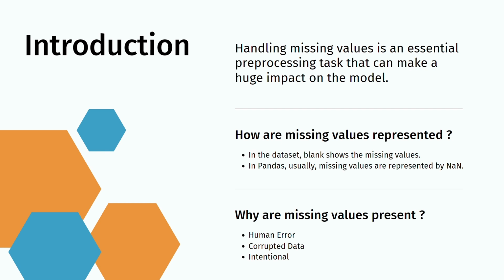And intentional. So sometimes missing values are intentional, especially let's say if you're filling a form, or if you're filling a survey, and there will be optional fields. Of course, not all of the people will be answering that and will leave it intentionally blank. So that is an example of an intentional missing value.